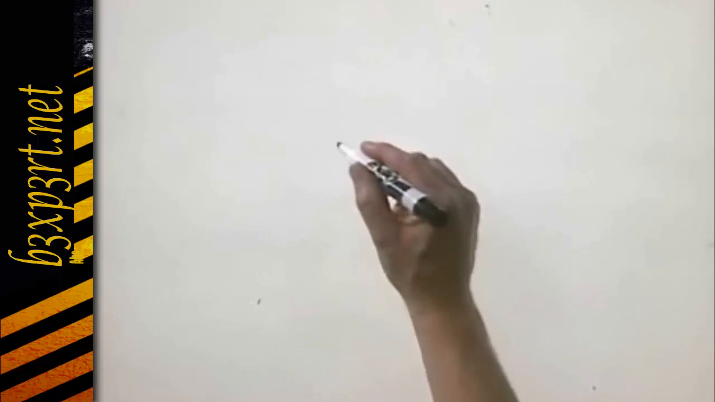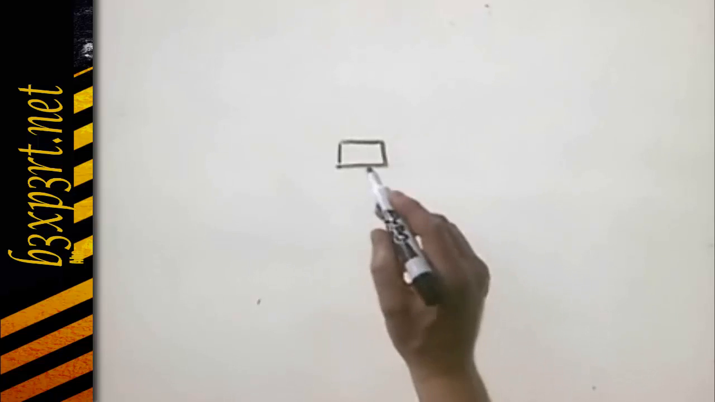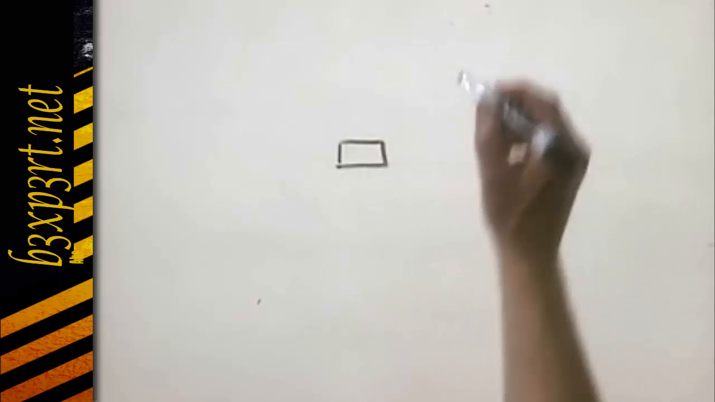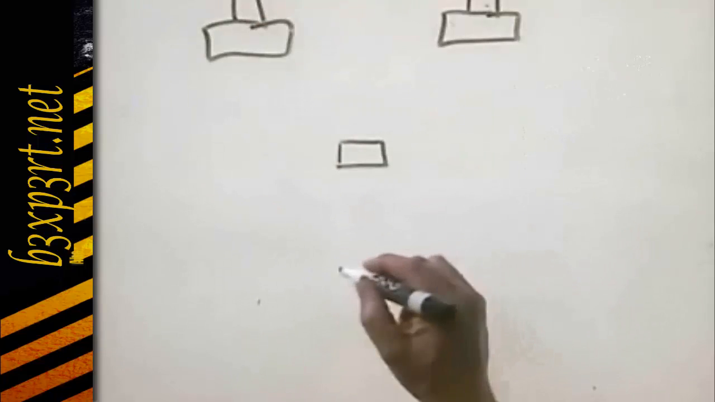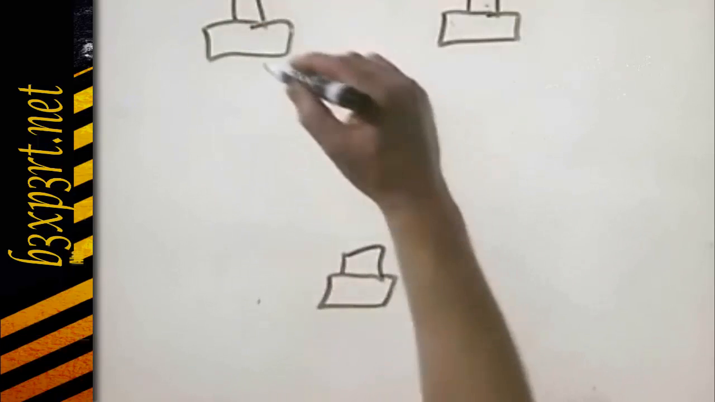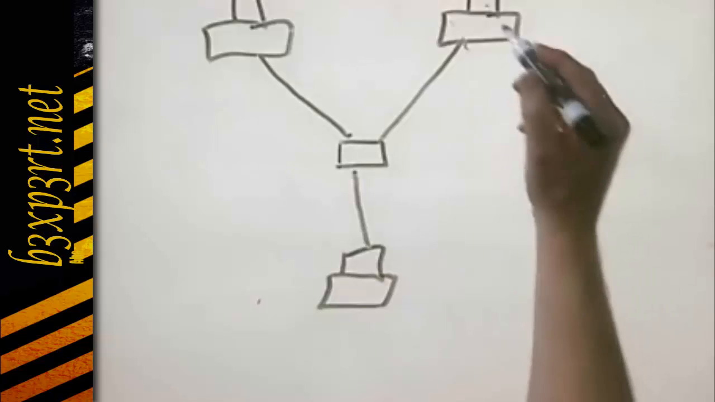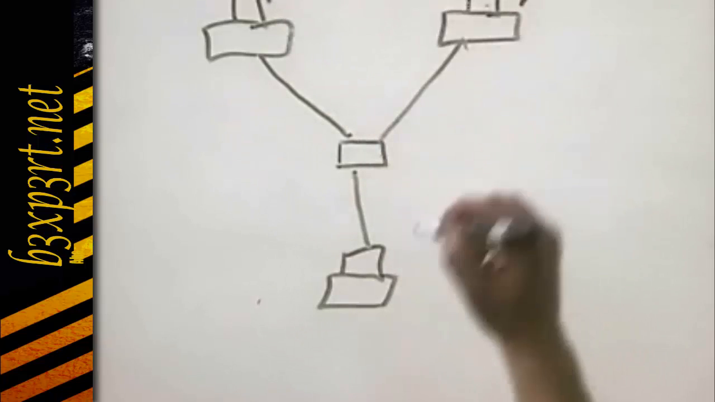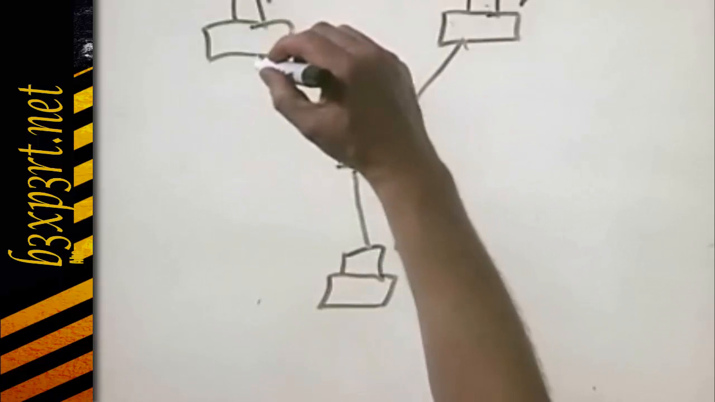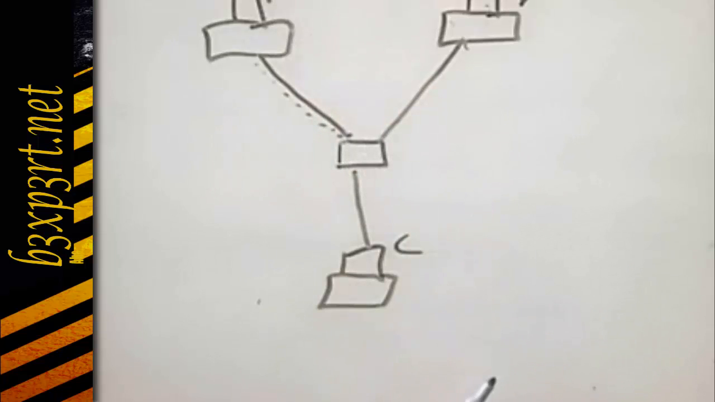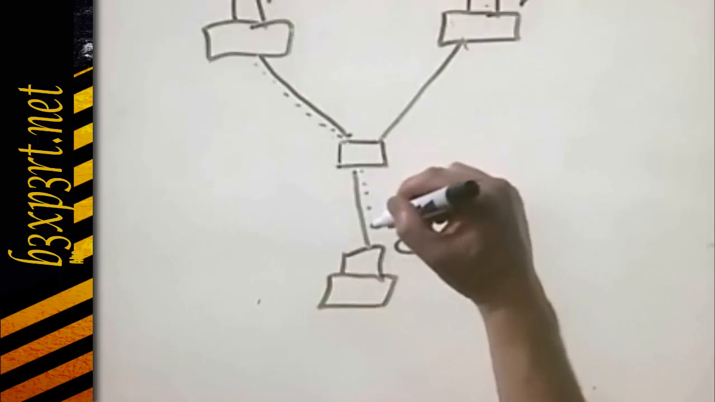Now, a star topology is very different from a ring or a bus topology. It uses what's called a central connecting device. All the hosts on the network connect to this central connecting device with a network cable. Now, if I have a host A over here, and it needs to send information to a host C, what it does is it sends the information to the central connecting device. The central connecting device then replicates the information and forwards it on to the appropriate host.